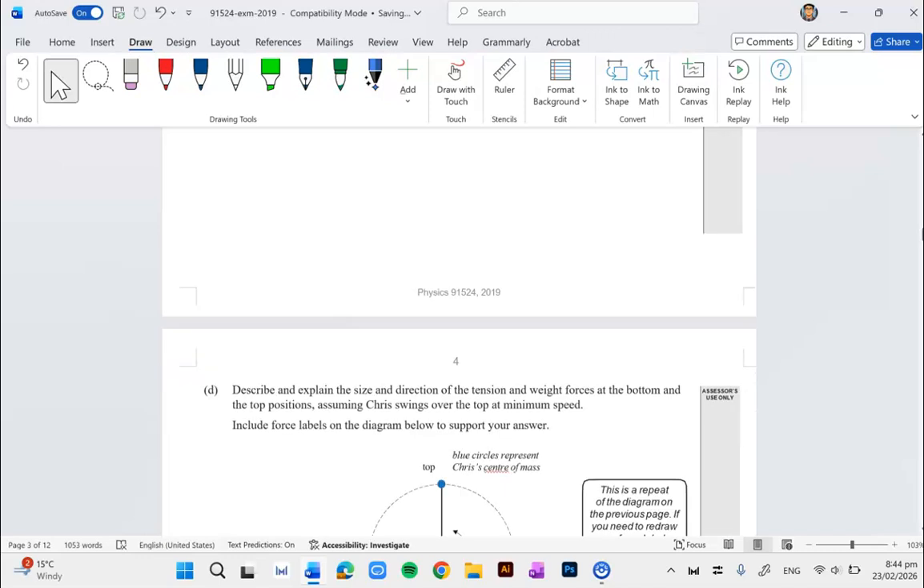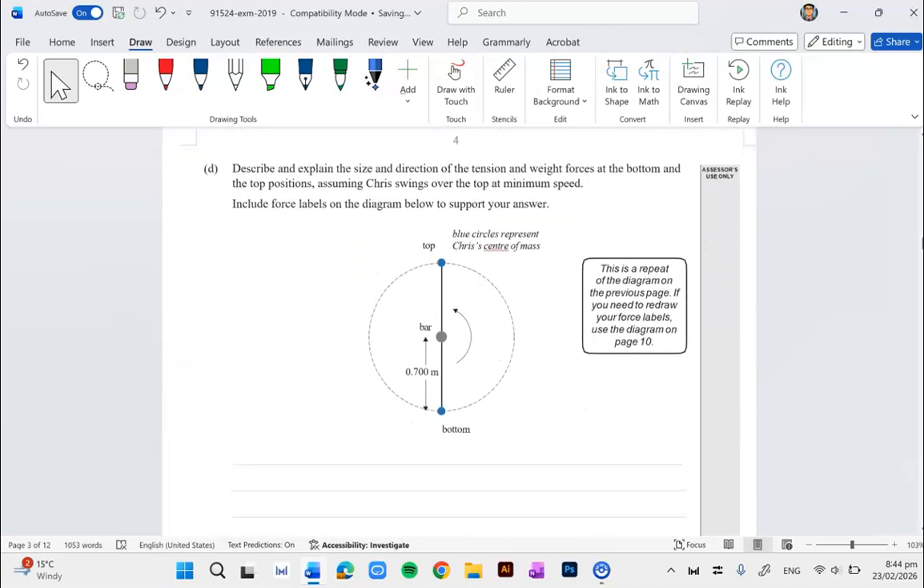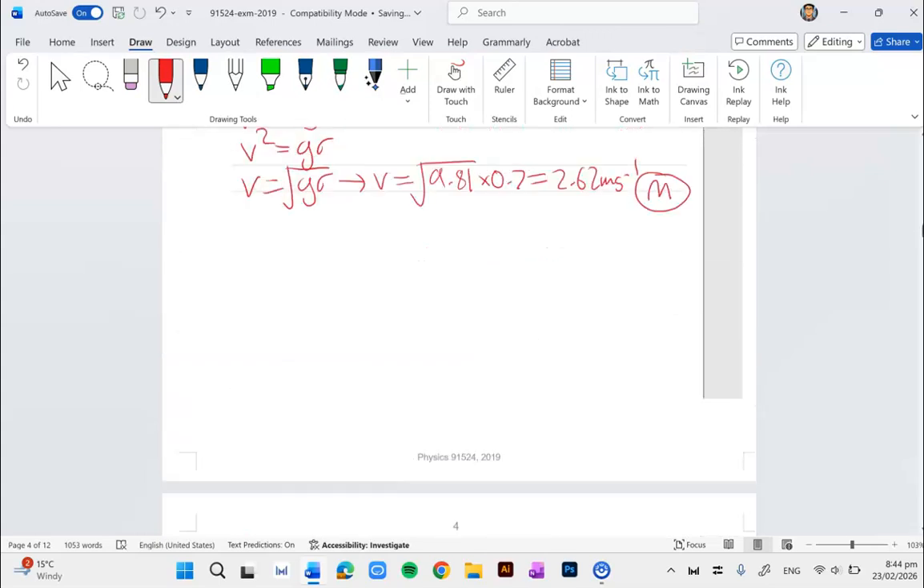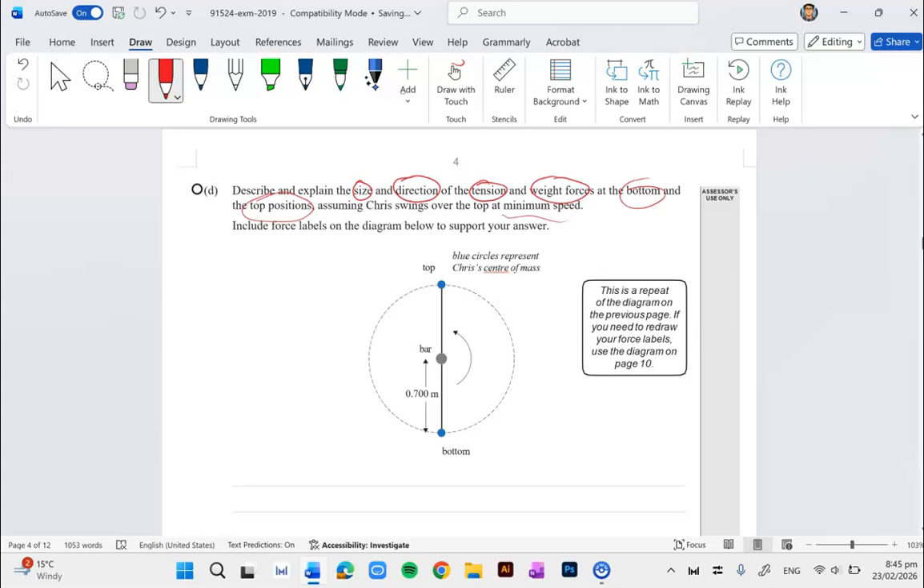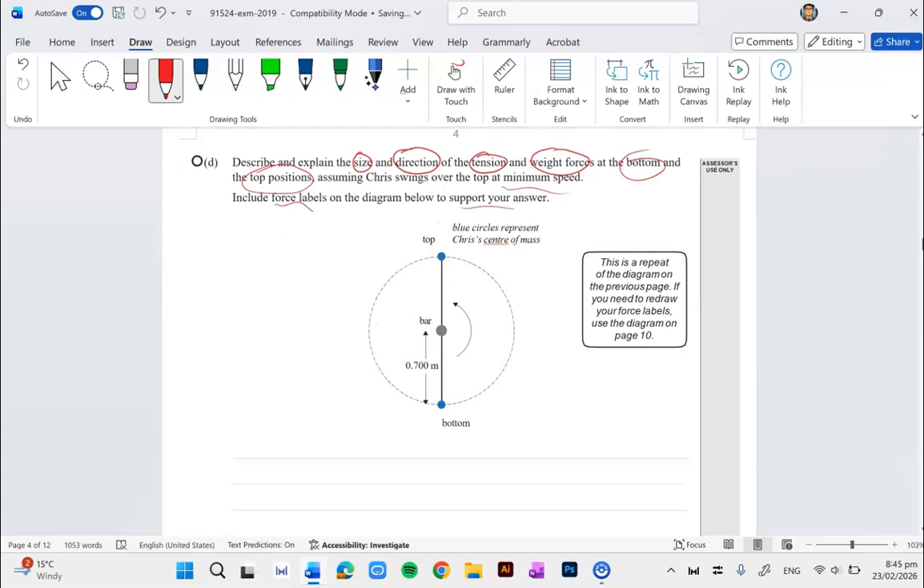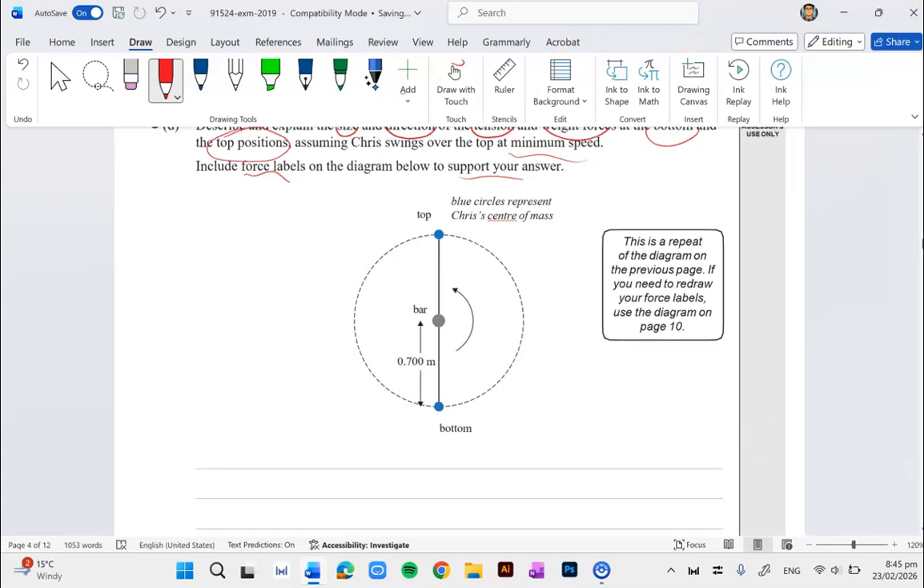Right, last one. Describe and explain the size and direction. So it's really important we answer both aspects of the tension and weight forces at the bottom and top. So I'm just circling all the parts that I'll need to talk about. Assuming Chris swings over the top at the minimum speed, which we found before. Include force labels on the diagram below to support your answer. So let's just start drawing all our forces first before we do anything.